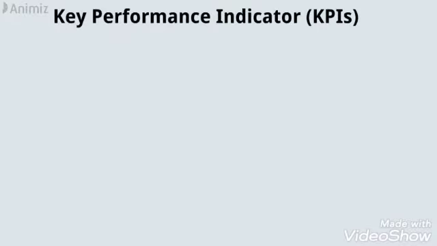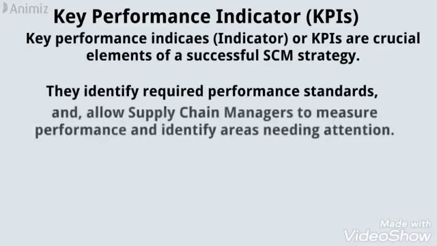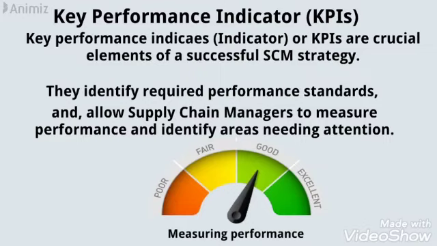Let's move on to typical supply chain management key performance indices. Key performance indices, or KPIs, are crucial elements of a successful supply chain management strategy. They identify required performance standards and allow supply chain managers to measure performance and identify areas needing attention. Additionally, they are useful for measuring performance improvements.